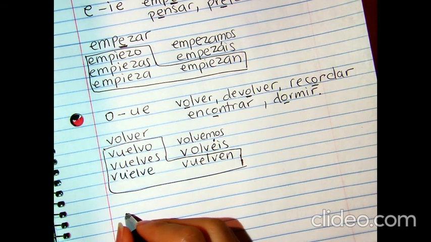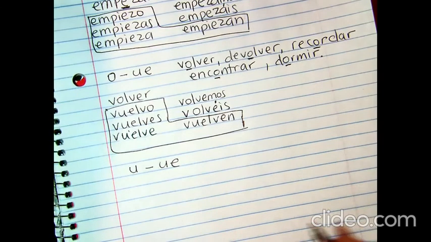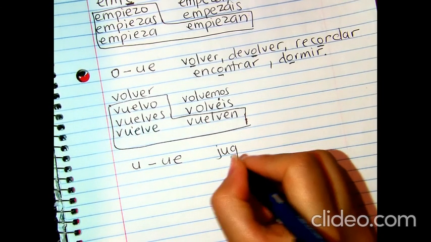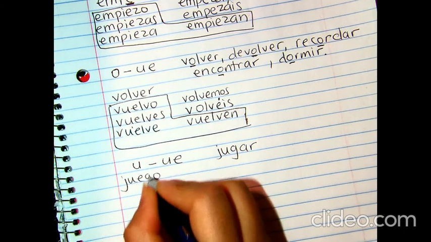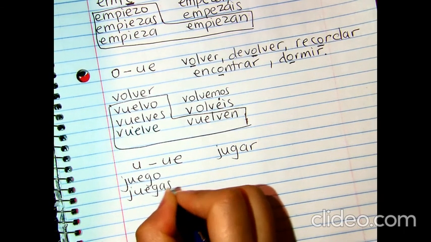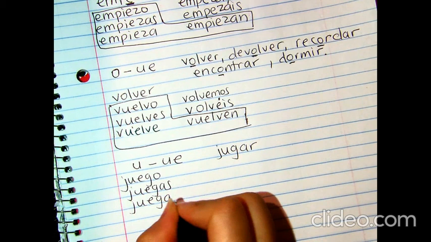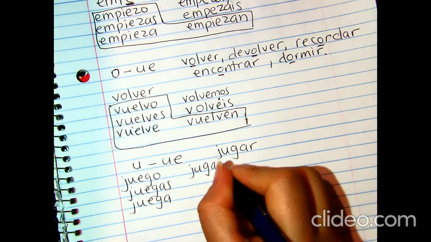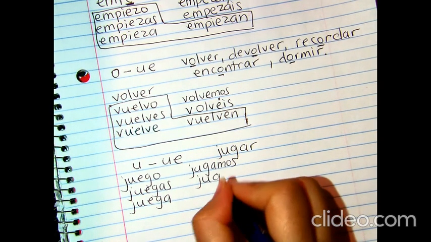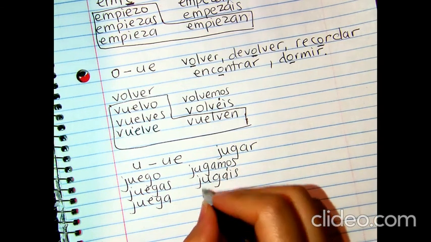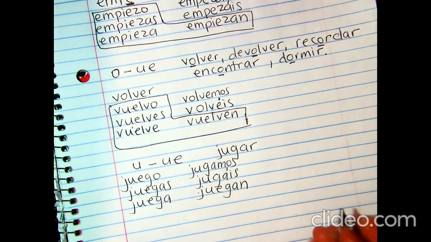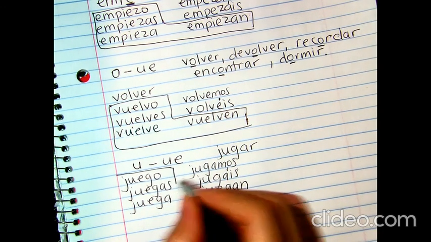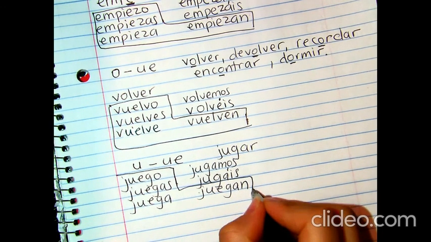So the change from a U to a UE. We have for that the verb jugar from last year, right? So yo juego, tú juegas, él juega, nosotros jugamos, vosotros jugáis, ellos juegan. Right? So here we have it.